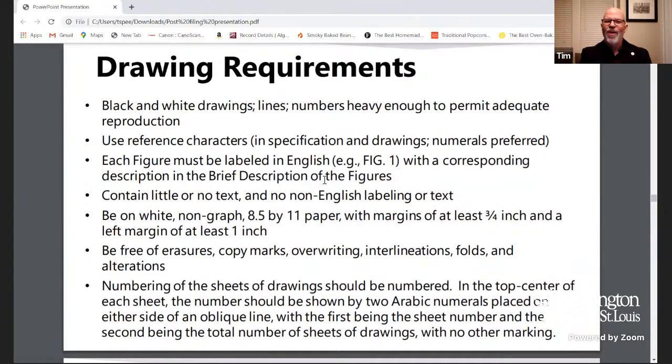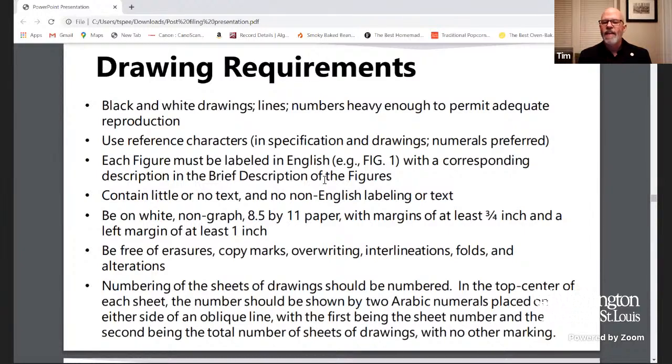They have to be black and white. Numbers have to be heavy enough to permit adequate reproduction. We have all these requirements, reference characters. If you use a reference character in a drawing, it has to be discussed and described in the specification. You have to label them, and you have to have a corresponding description in the brief description of the figures.